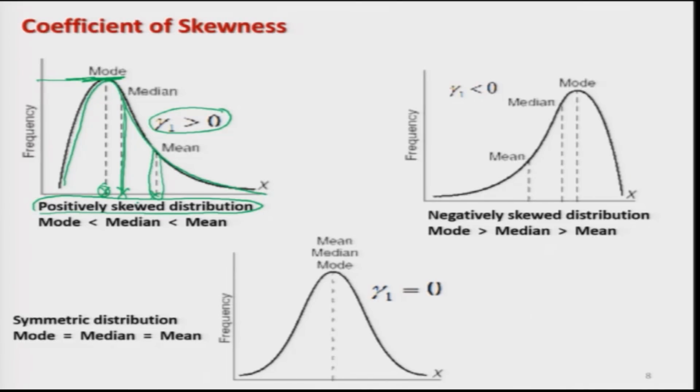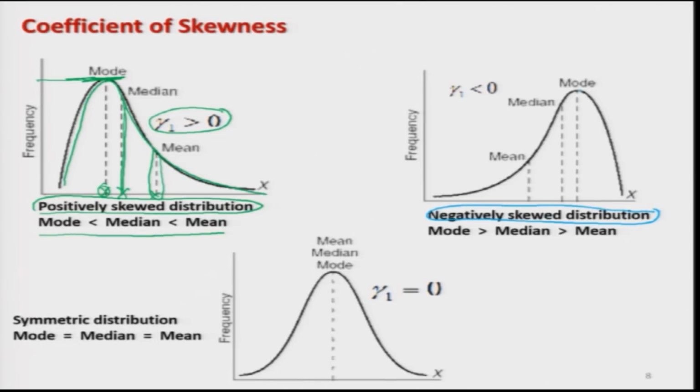So, in the case of positively skewed distribution, mode will have the highest value followed by median and mean. So, mode will be smaller than median and median will be smaller than mean. The opposite will happen when we have the negatively skewed distribution.